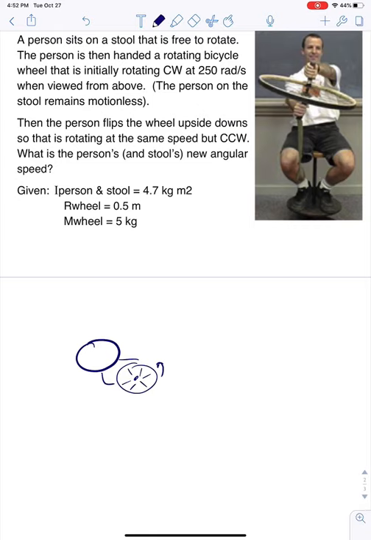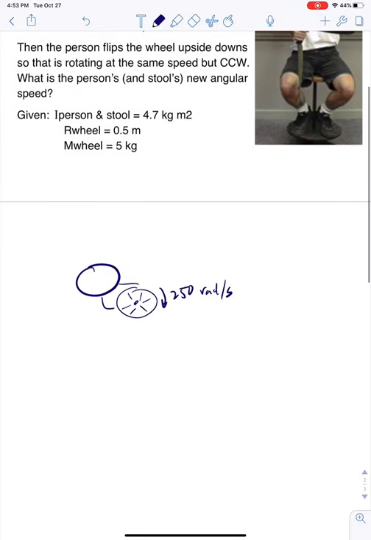It starts out rotating clockwise, 250 radians per second. Now, after this, he turns the wheel over and it's still rotating, but now it's rotating counterclockwise at 250 radians per second.